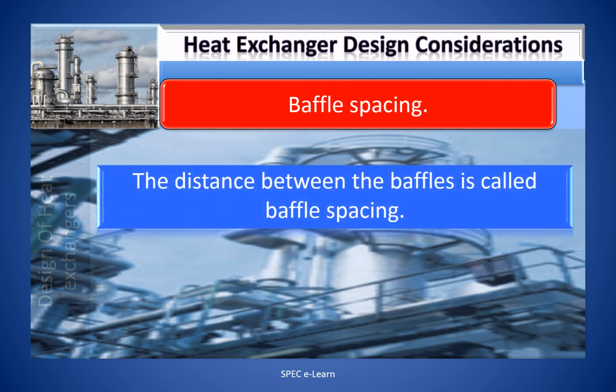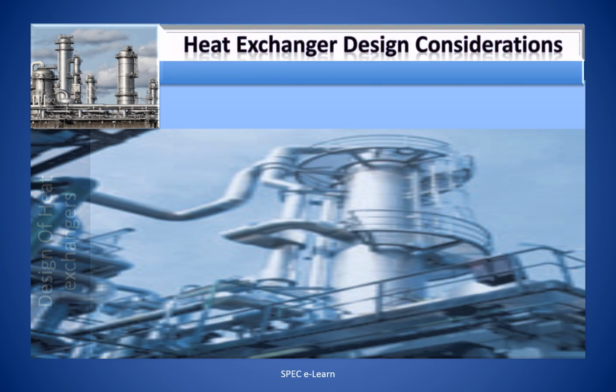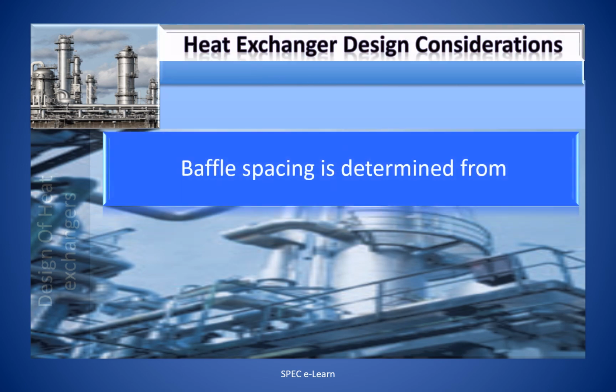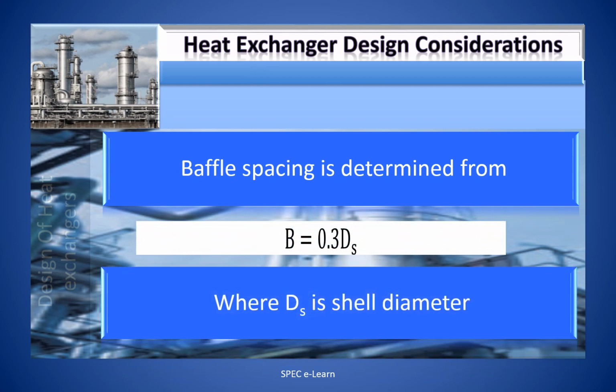One of the important geometrical parameters related to baffles is baffle spacing. What is baffle spacing? The distance between the baffles is called the baffle spacing. In general, baffles should not be placed closer than 20% of the inner shell diameter. In general, baffle spacing is determined from this formula: B, the baffle spacing, equals 0.3 Ds, where Ds is the shell diameter.